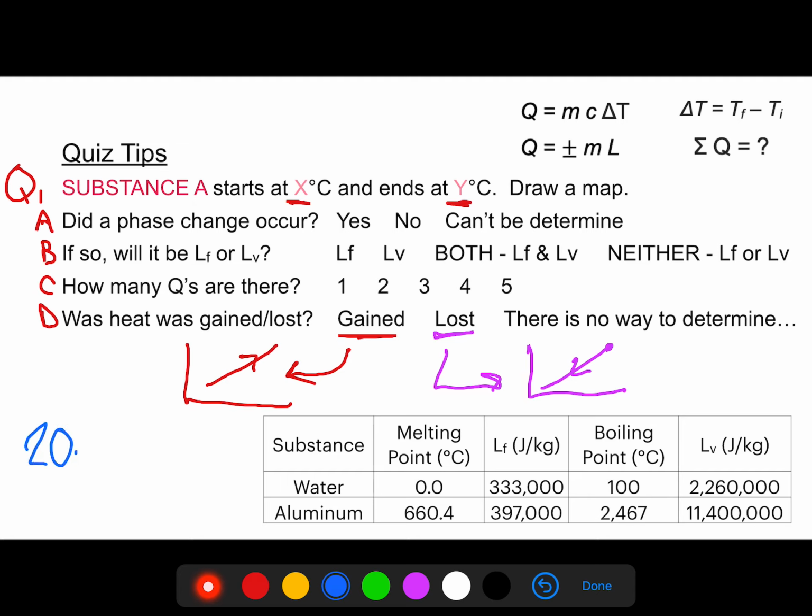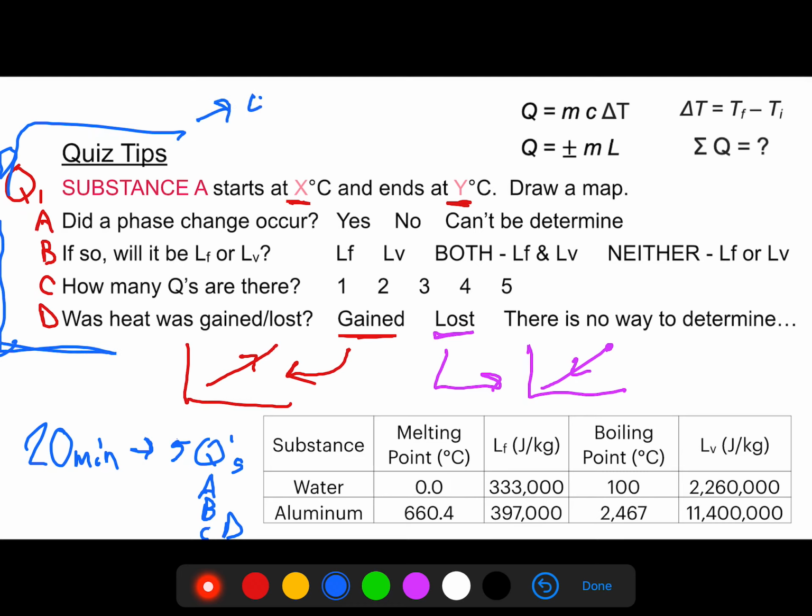And we use the steps to drawing the map in order to do these. Just so you know, you are going to be given 20 minutes to do this. There are 5 questions, but then each question has an A, B, C, and a D. So that's really saying that this chunk right here should be budgeted at 4 minutes. Now, most of your time is going to be spent on drawing the map, and once your map is drawn, parts A through D should go pretty quickly.